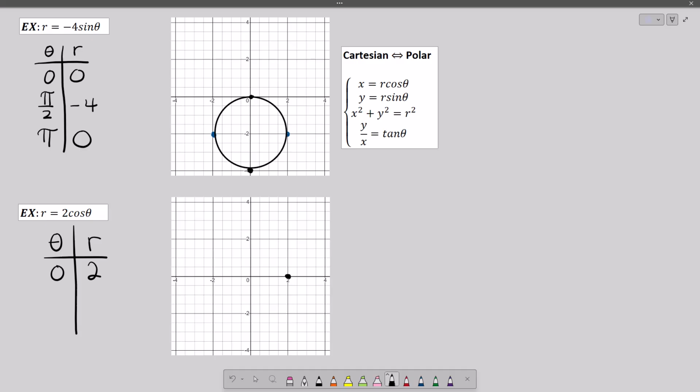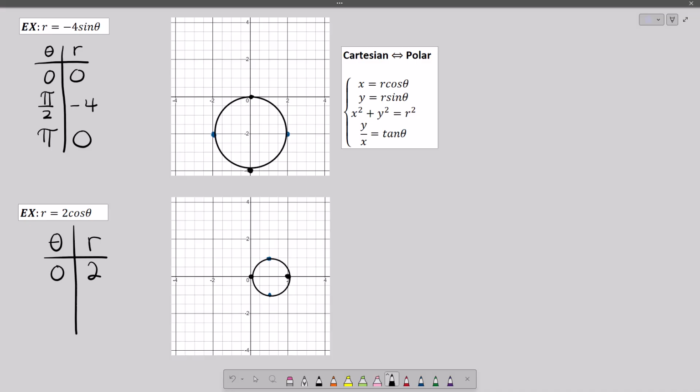Now we rotate up, pi over 2. Cosine of pi over 2 is 0. 2 times 0 is 0. So we're here. We're done. We know that there are 2 points. One is right there, and one is right there. And our circle is going to be tangent at the origin again, but it's going to be to the right.